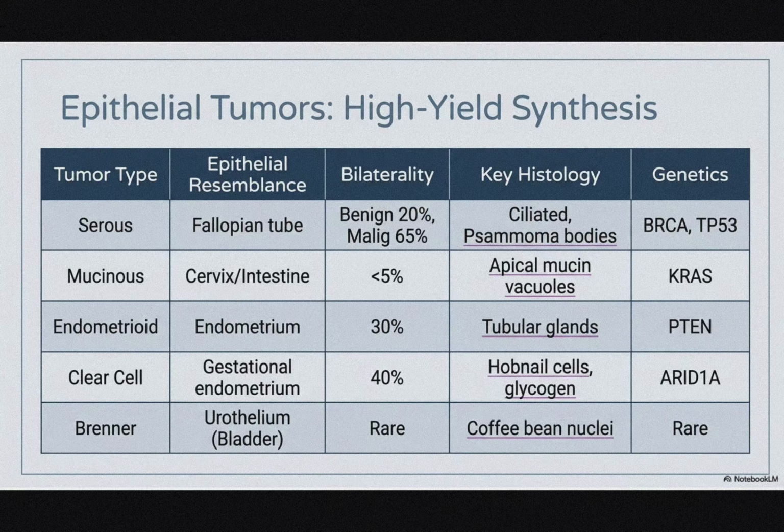And at last we have Brenner. Epithelial resemblance is urothelium, that is the bladder. Bilaterality is rare. Key histology, as already discussed, is coffee bean nuclei, and genetics is basically rare.